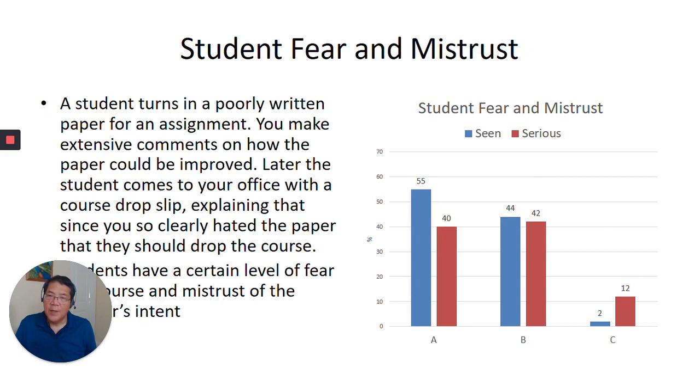Student fear and mistrust. This is a factor which a lot of teachers are not aware of, that students have to have a sense of trust in both the teacher and in the institution that they're in. So a lot of students have a lot of fear about the professor. They believe that the professor is trying to winnow out the weak students, and so they take any criticism from the professor very personally. They see it as an attack on their competence, not as a means of trying to get students to do better.